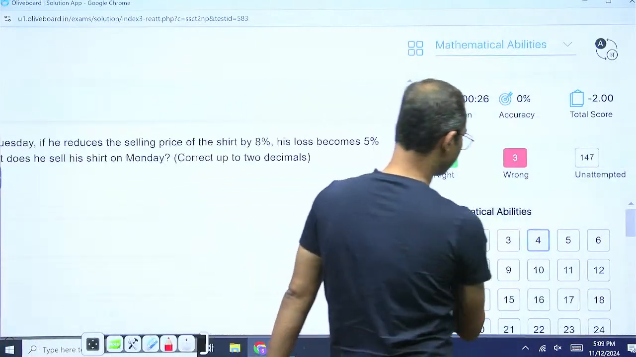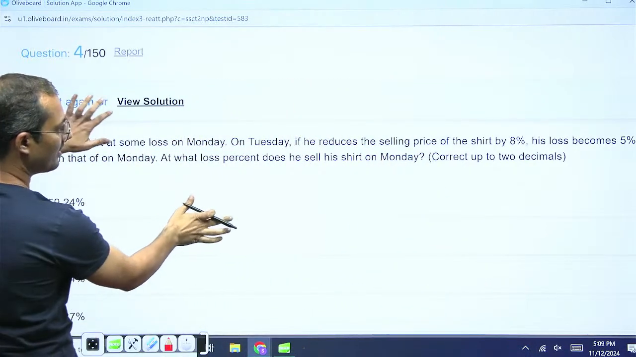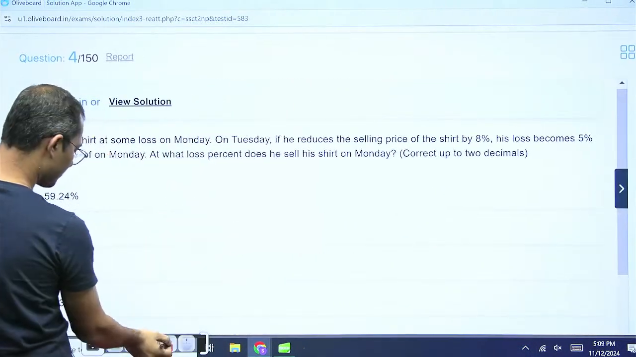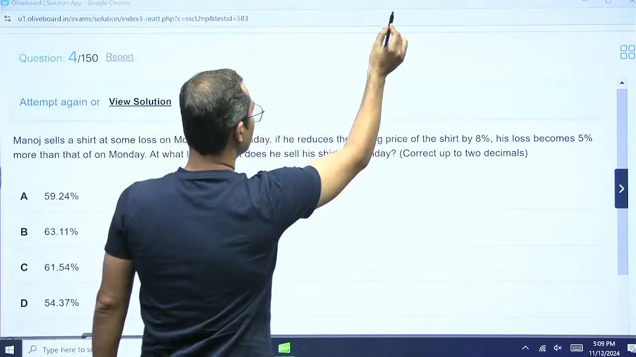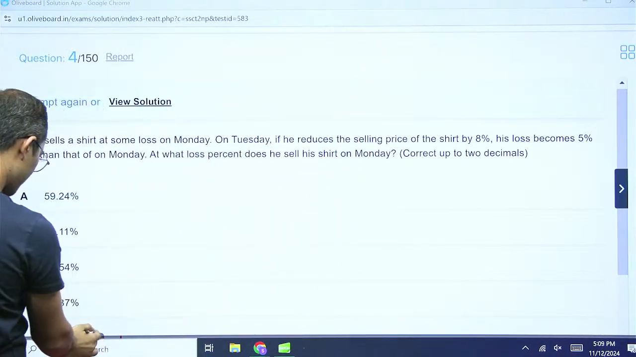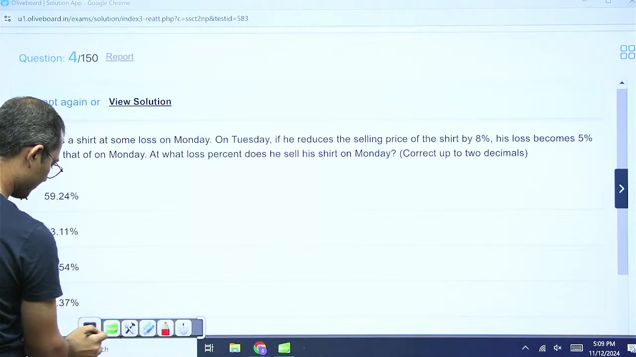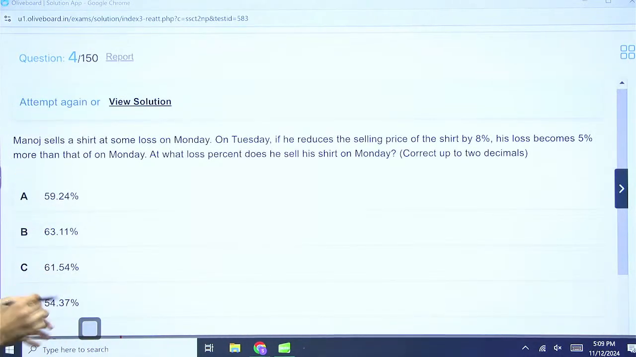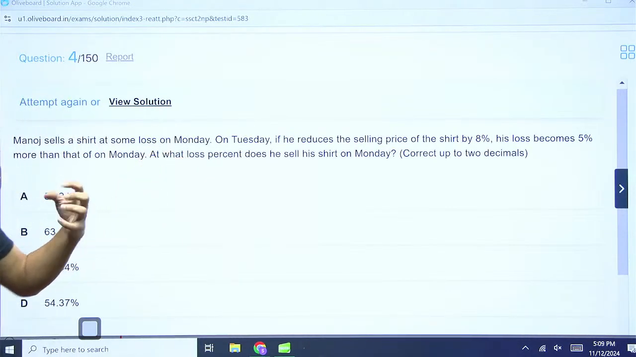So moving to the next question. Tell me what is the answer of this question. See, the question is saying Manoj sells a shirt at some loss on Monday, right? He is selling his shirt at a certain loss.